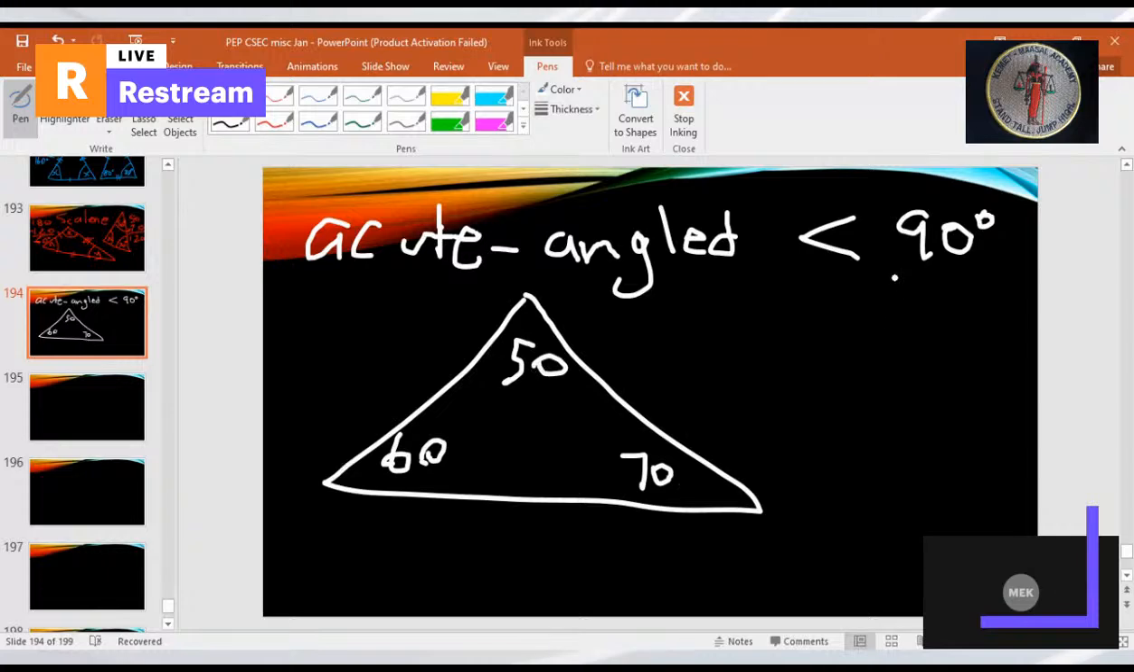Tell me some values of a triangle. I want you to post the three angles that could be acute. That's what I want you to do for me now. Just write three angles for a triangle that would be an acute angle triangle.